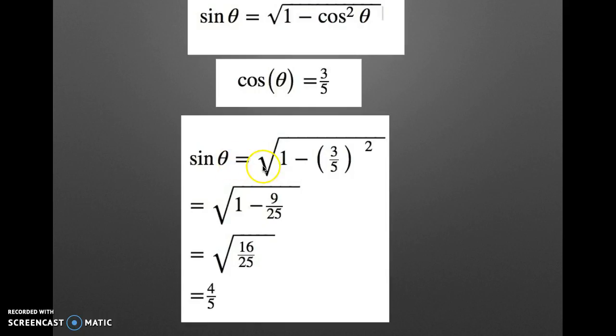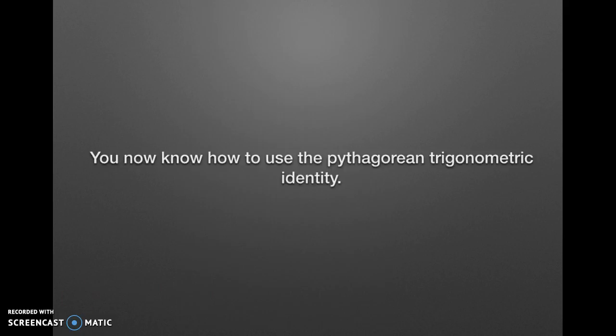So sine of theta equals the square root of 1 minus 3 over 5 squared, which equals the square root of 1 minus 9 over 25, which equals the square root of 16 over 25, which equals 4 over 5. So sine of theta equals 4 over 5. You now know how to use the Pythagorean trigonometric identity.